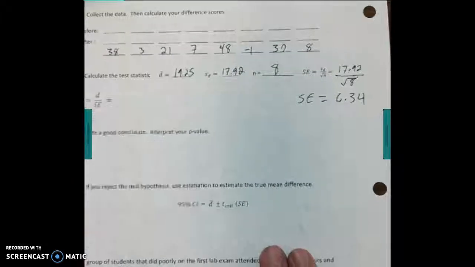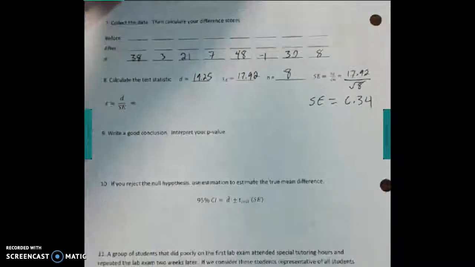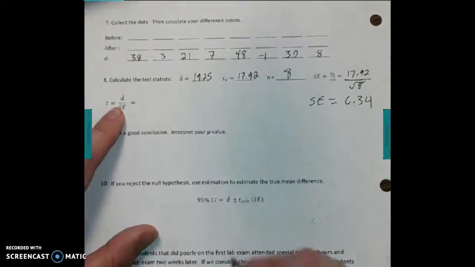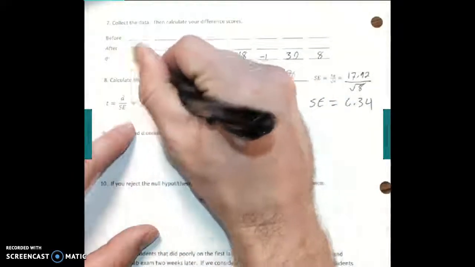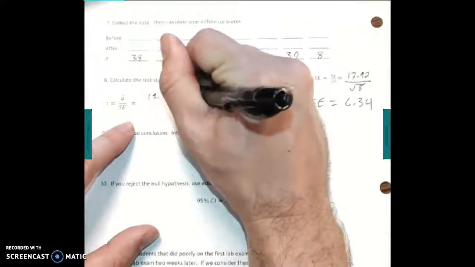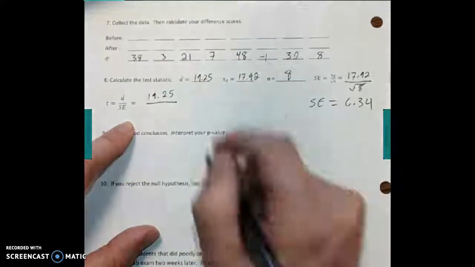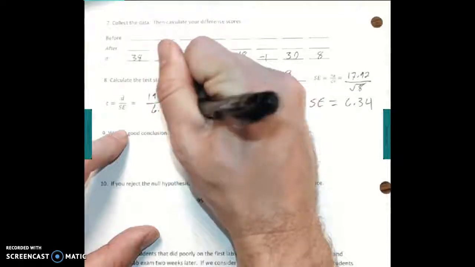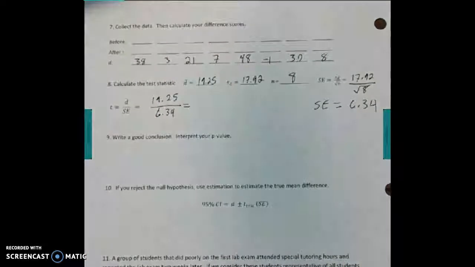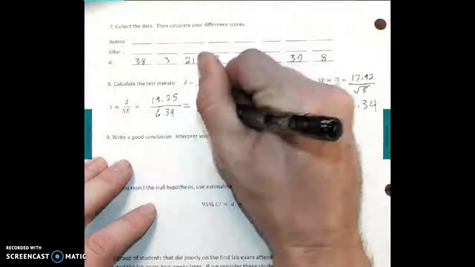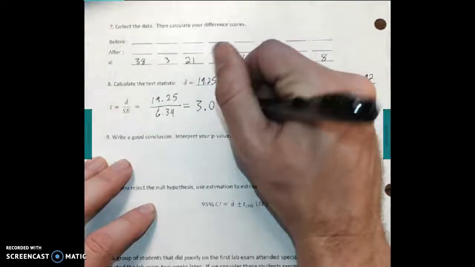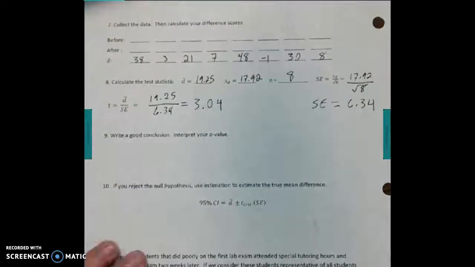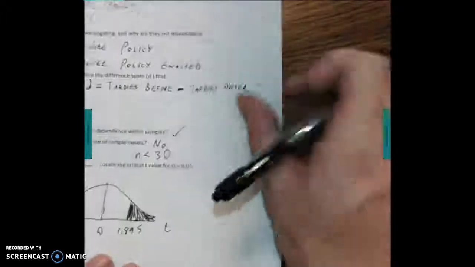Now I'm going to use that standard error to calculate my test statistic, which is the mean difference, which is 19.25, divided by the standard error, which I just calculated, 6.34. And that should be 19.25 divided by 6.34, 3.04 for my test statistic, which means I'm right here. I'm in the rejection region.